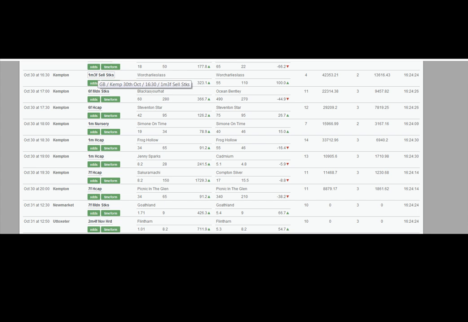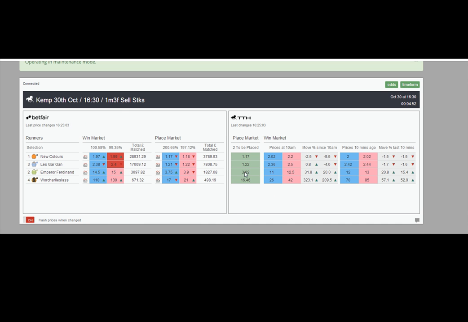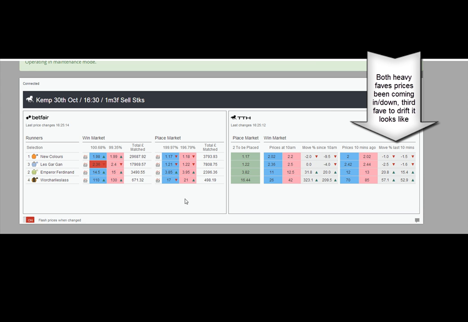And we picked up a little tenner on that race. So let's go on to another one. Got the clock countdown to the race time. Both the heavy favourites' prices have been coming in, so the third one should drift here.